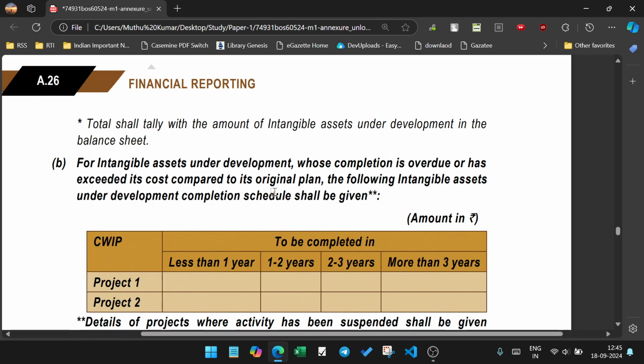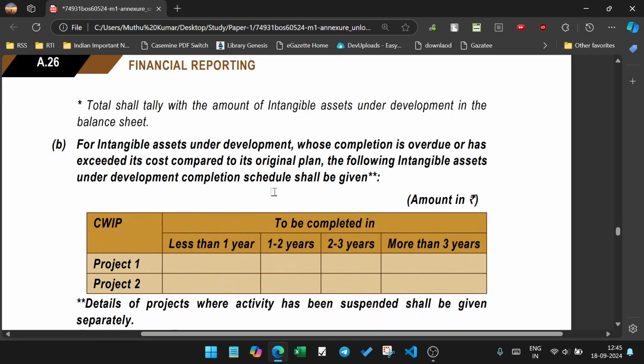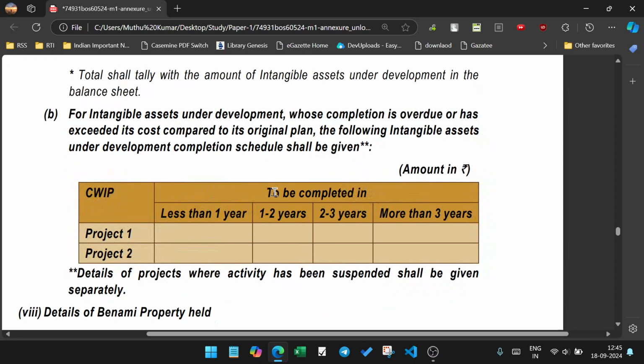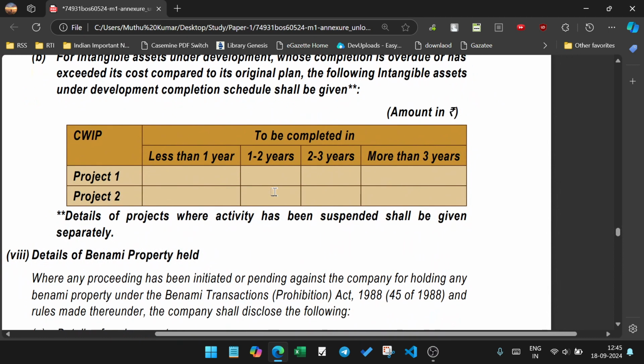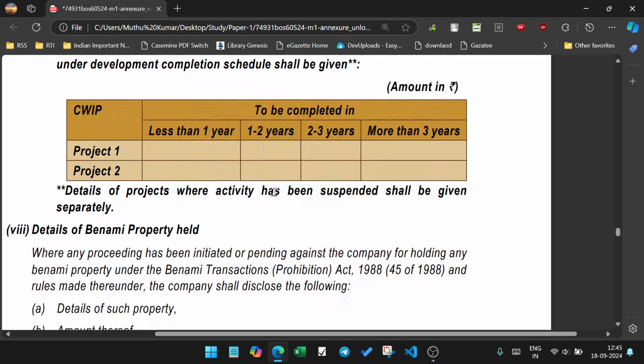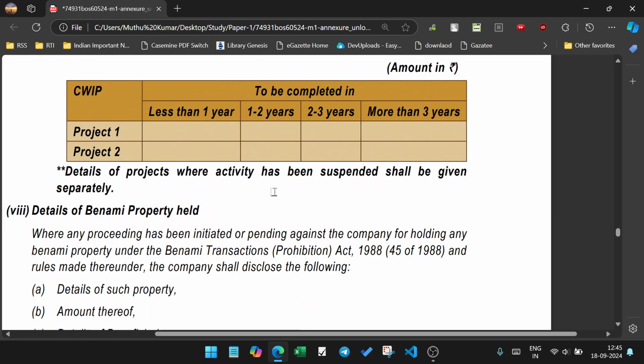For intangible assets under development whose completion is overdue or has exceeded its cost compared to the original plan, the following intangible assets under development completion schedule shall be given. Projects to be completed in less than 1 year, 1 to 2 years, 2 to 3 years, more than 3 years. Project details of projects whose activities have been suspended shall also be given separately.